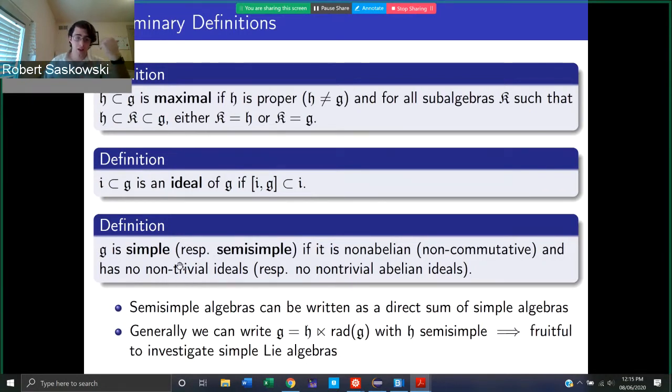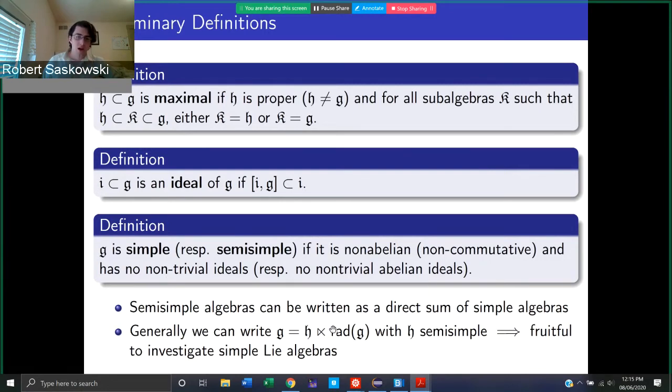Similarly, we can define a semi-simple Lie algebra as being one which is non-abelian and has no non-trivial abelian ideals. Now, interestingly, semi-simple Lie algebras can always be written as a direct sum of simple Lie algebras. And in general, given any Lie algebra, we can write it as a semi-simple Lie algebra semi-direct producted with something known as its radical. It's not really important what the radical is, but what's important is that we can always reduce a Lie algebra into a semi-simple Lie algebra combined with something else.